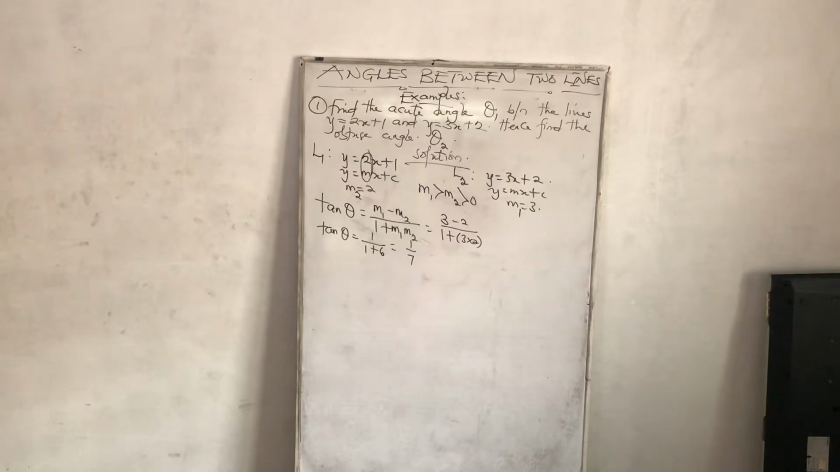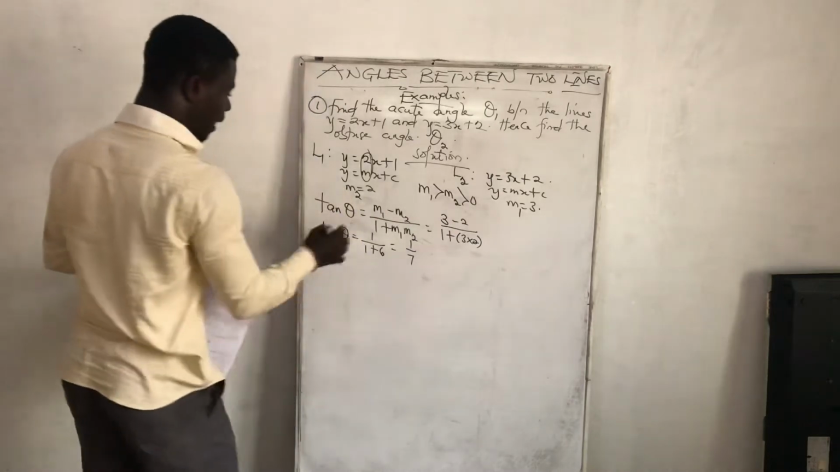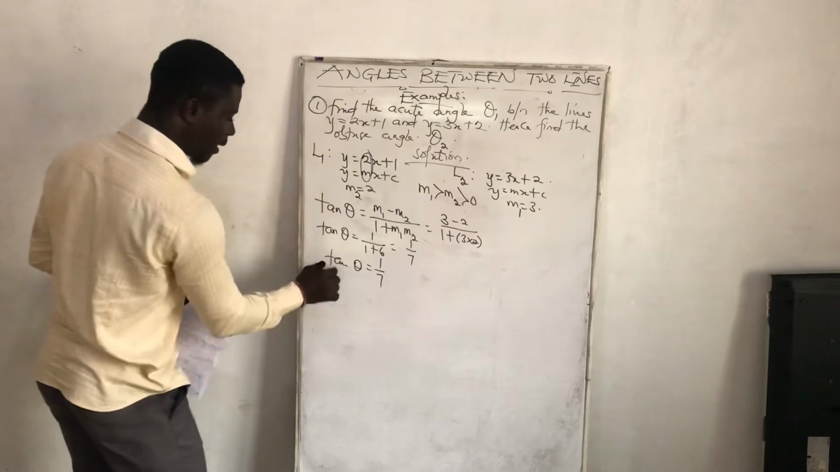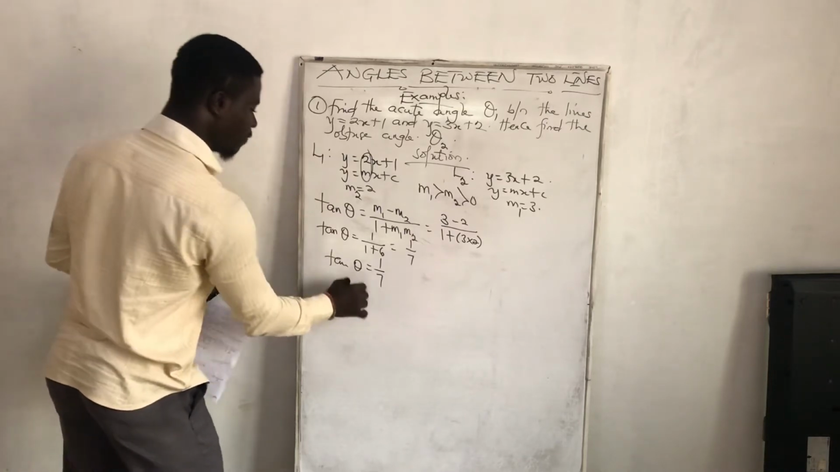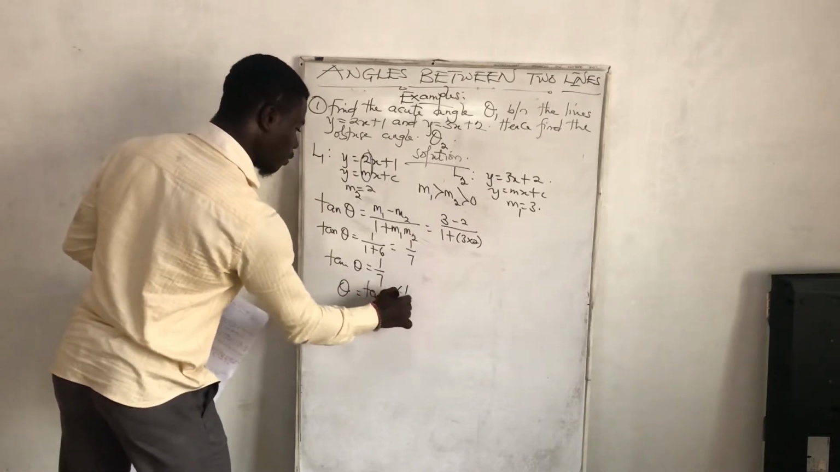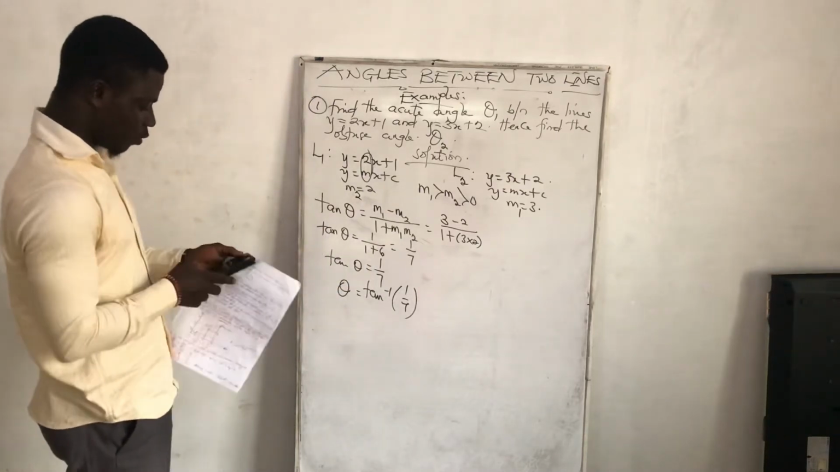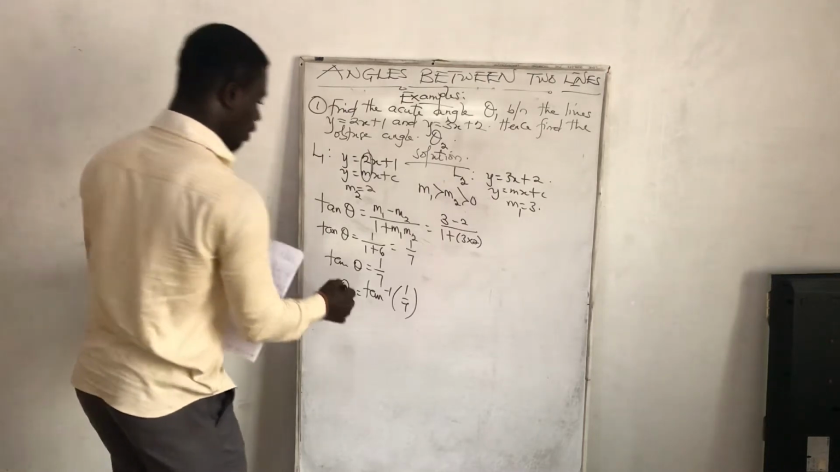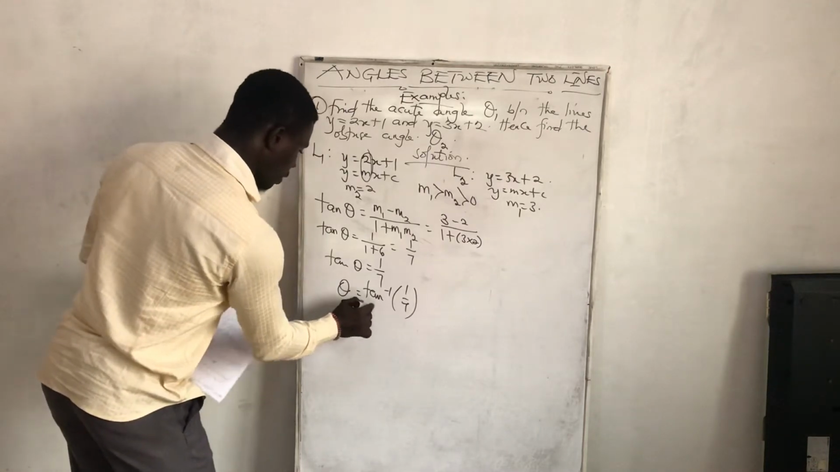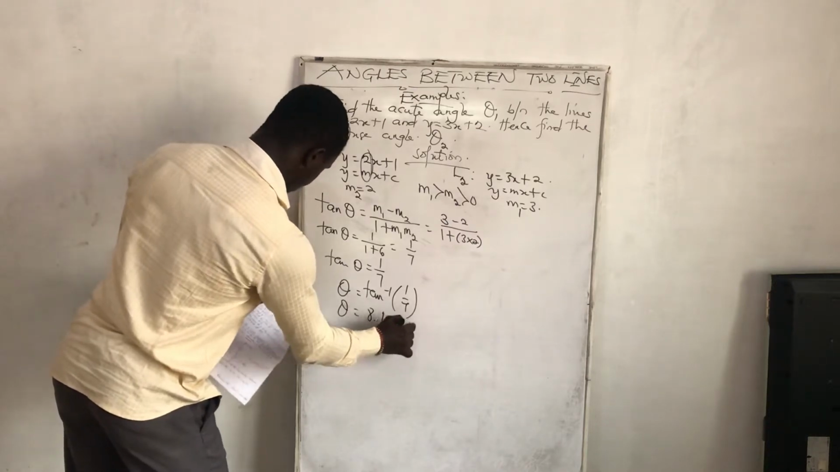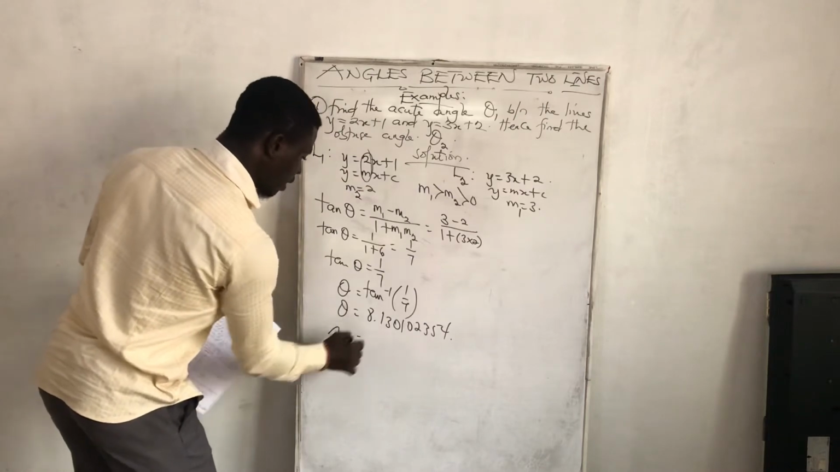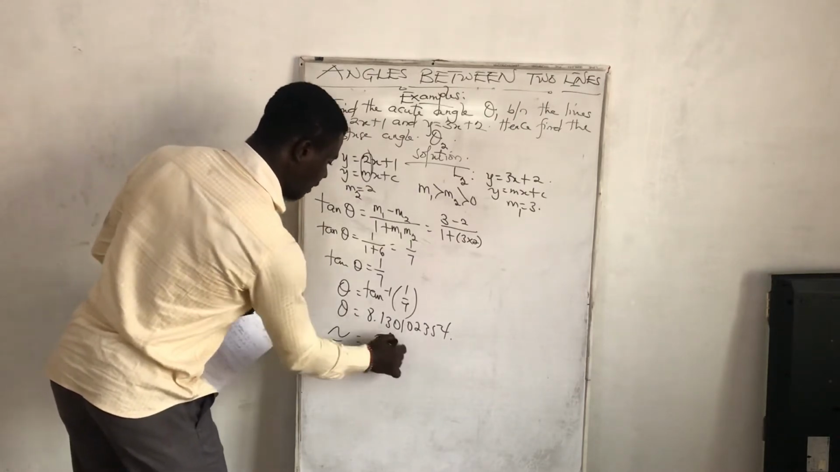So now, which is 1 over 7? We want theta. So tan theta is equal to 1 over 7. We want theta, not tan theta. So what do we do? We have to take the tan inverse. So tan inverse of 1 over 7. Let's see tan inverse of 1 over 7. We will get theta being equal to 8.1301023454. So to the nearest degree, we can say that's 8 degrees for theta, right?